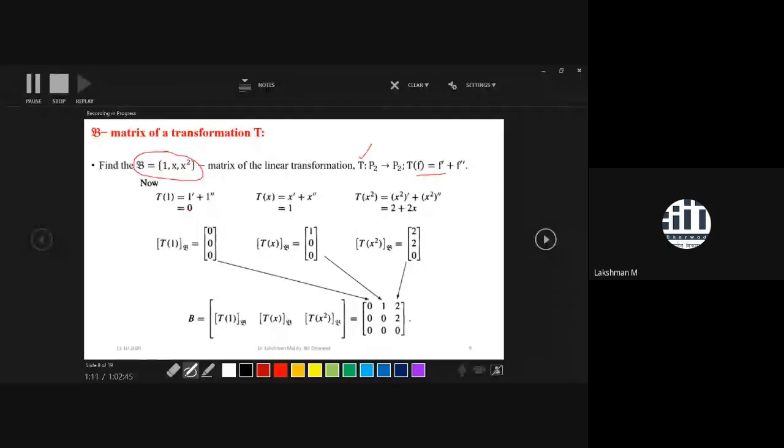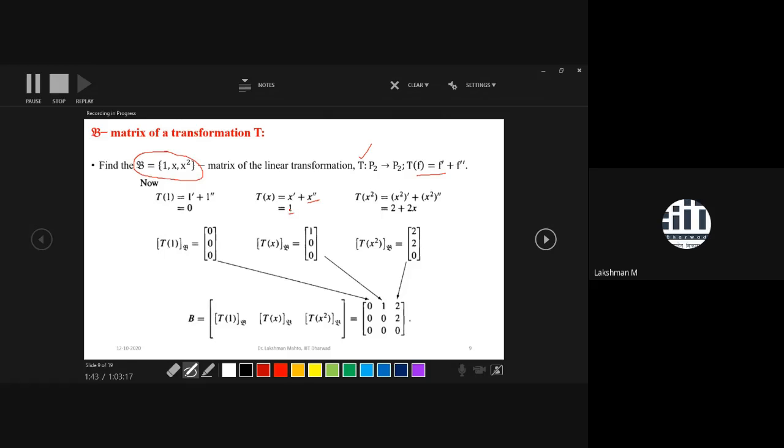And now, what is the coordinate of 0 with respect to this basis? Coordinate of 0 means 0 times 1 plus 0 times x plus 0 times x square. So the coordinate of image of T of 1 would be 0, 0, 0. Now similarly find the image of x. It says first derivative of x plus second derivative of x. First derivative of x would be 1. The second derivative of x, that means derivative of 1, is 0.